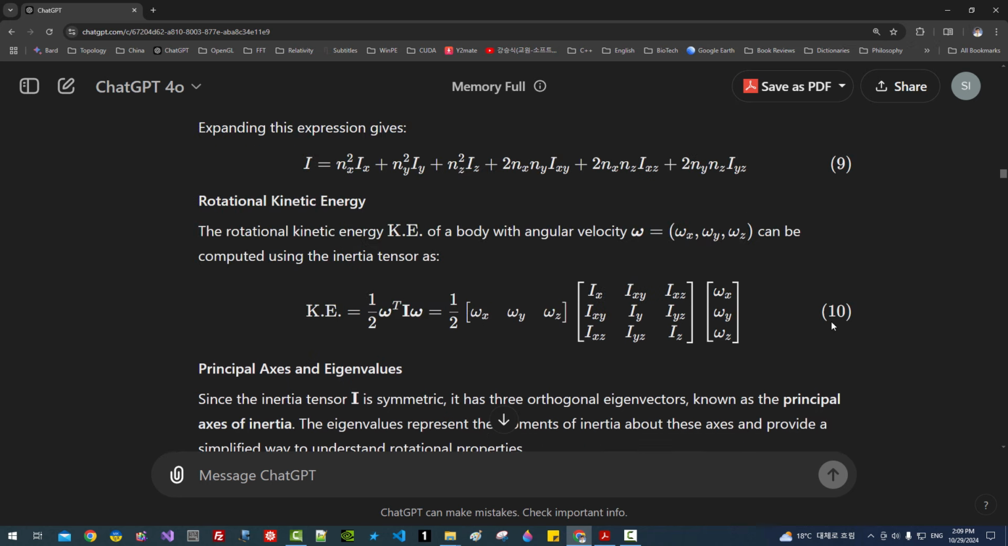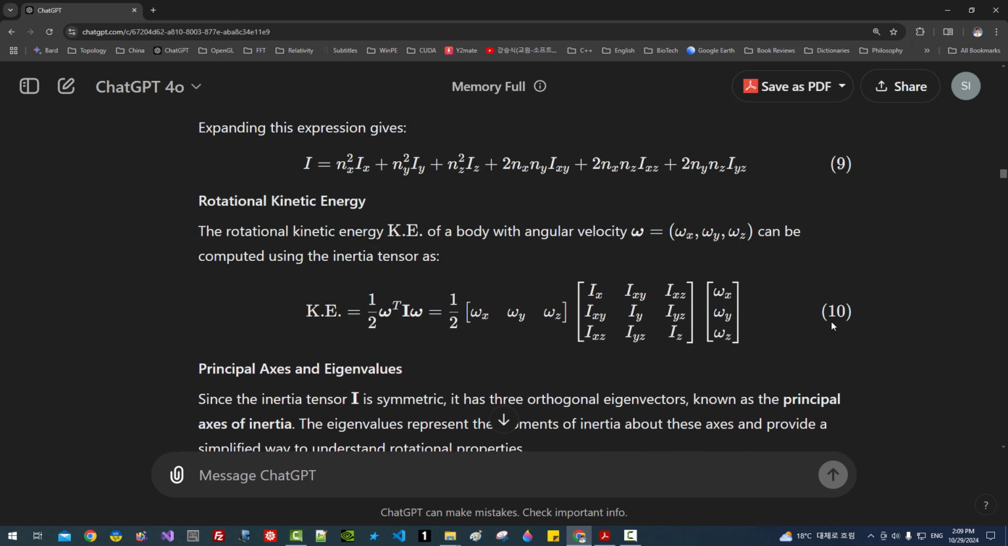Now in step 4, compute L dot omega. Now calculate the dot product: L dot omega equals Lx omega nx plus Ly omega ny plus Lz omega nz, equation 9. Substitute Lx, Ly, and Lz from equations 6, 7, and 8. L dot omega equals omega squared times (nx squared Ix plus ny squared Iy plus nz squared Iz plus 2 nx ny Ixy plus 2 nx nz Ixz plus 2 ny nz Iyz).